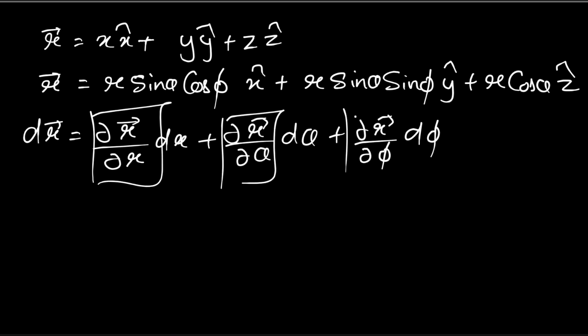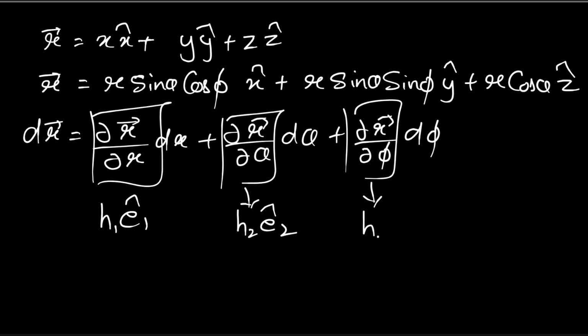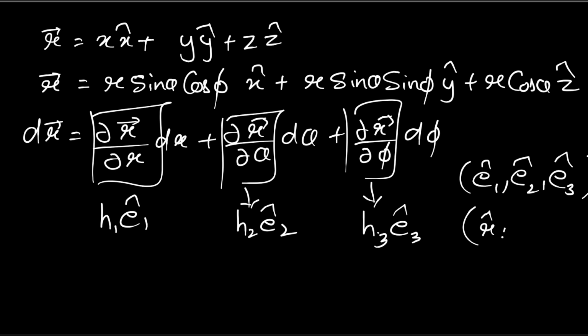These components we call h1 e1, and this is h2 e2. Probably we are going to find out the value of h1, h2, h3 and e1, e2, e3. And e1, e2, e3 here are r cap, theta cap, and phi cap. Let me show you these things.